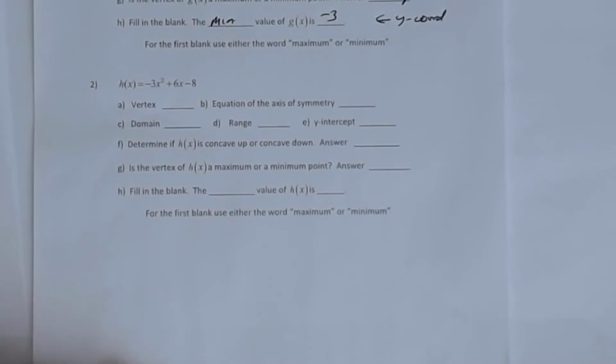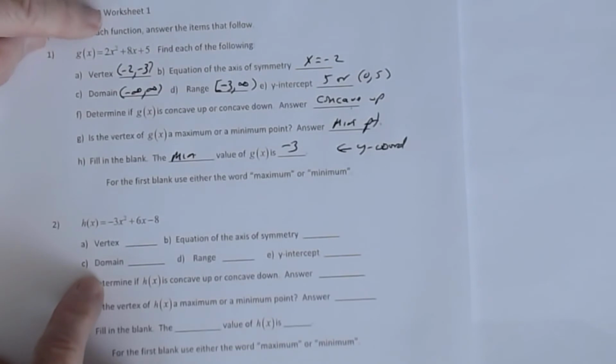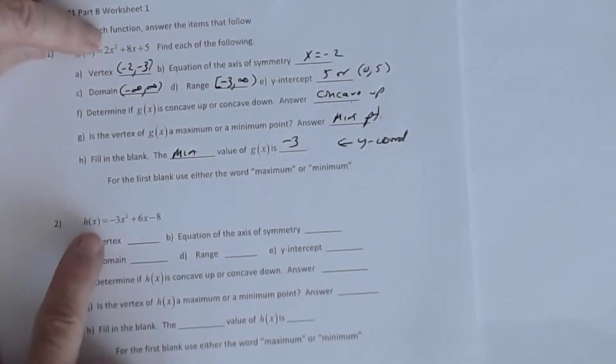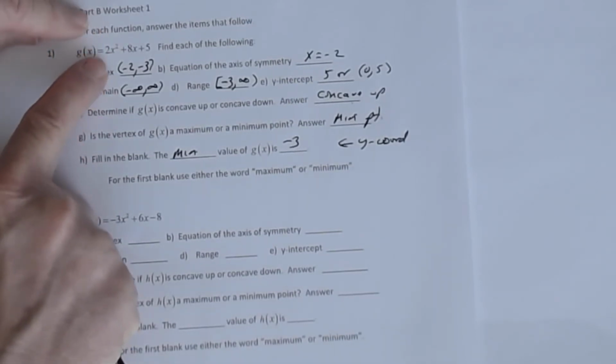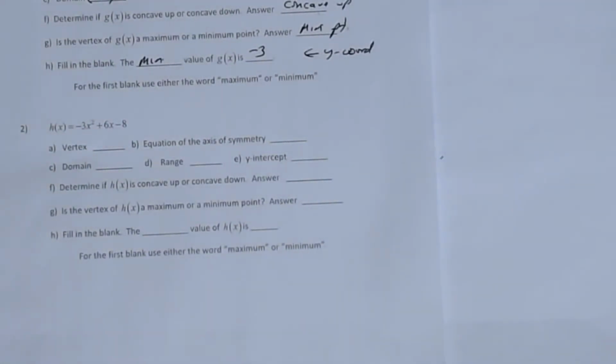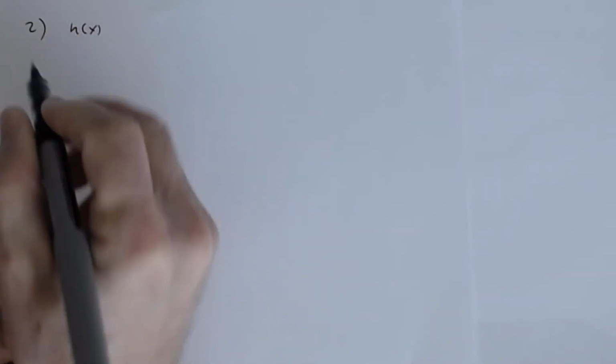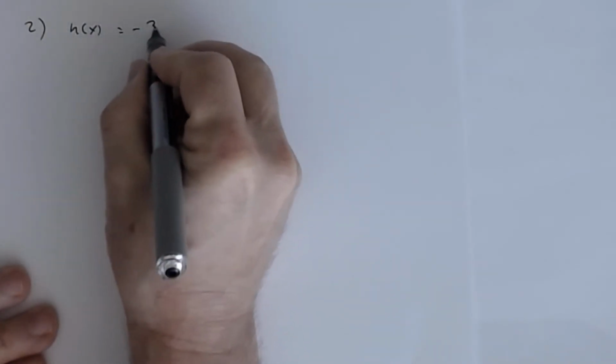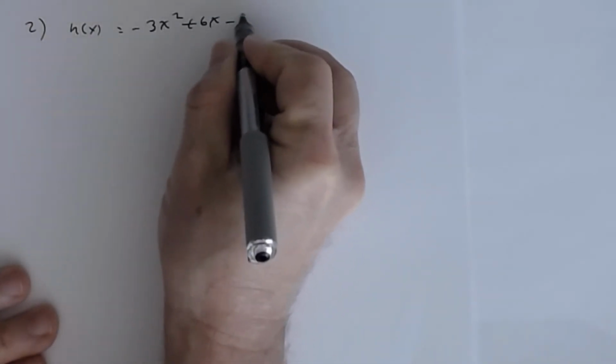Okay, now we're going to do the same thing with the second function. Now notice the difference, besides the functions being different: A here is negative. So this one A is positive, this one A is negative. All right, so let's write the function down. In this case, h of x, and this is number 2, is -3x squared plus 6x minus 8.